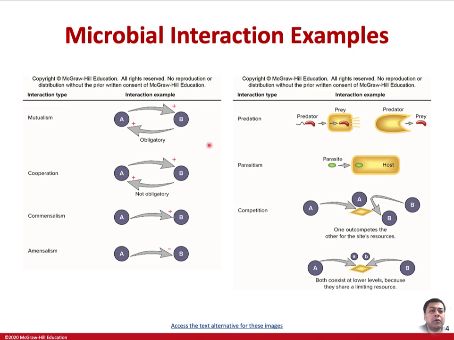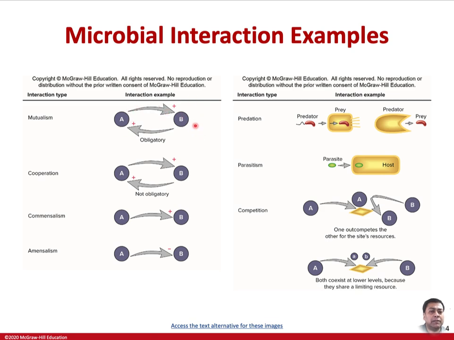Here we are looking at some of these different types of relationships, and we are starting with mutualism. Mutualism is a type of symbiosis in which both partners actually gain from the association, and they are metabolically dependent on each other. So this relationship is obligatory. A needs B, B needs A, and both of them benefit from each other.